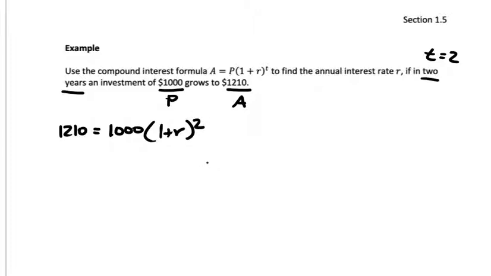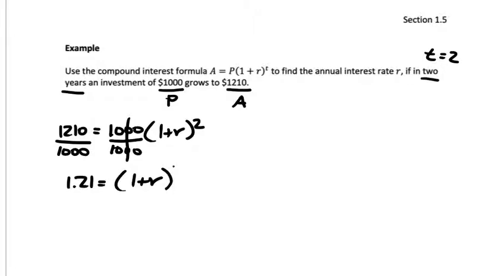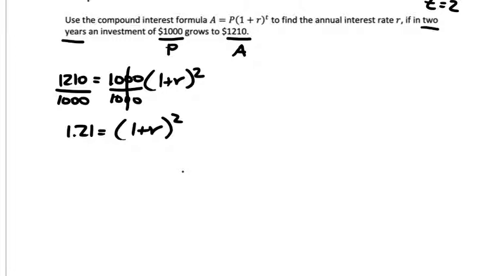Now I'm going to solve for R. Now the first thing I need to do is get the parentheses by itself, so I need to get rid of 1,000. I do that by dividing, since it's multiplied by the set of parentheses. And that gives me 1.21 equals 1 plus R squared. Next step is getting rid of that square, and I do that by taking the square root of both sides. So square root of 1.21.